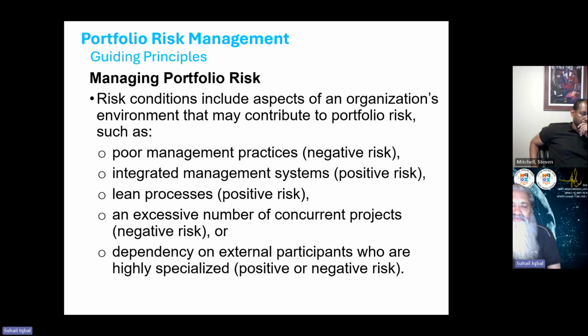Then excessive number of concurrent projects. That is, if you have got a lot of complexity. We have already talked about complexity. A lot of interactions are there. A lot of components are there. So that will increase the negative risk. Dependency on external participants, because there are so many stakeholders. So some will be good, some will be bad for you. They are highly specialized, they are highly effective people, or for that matter, they are highly influential people. So you have to deal with them, like we talked about them in the stakeholder engagement chapter.